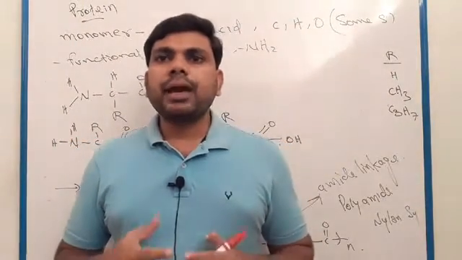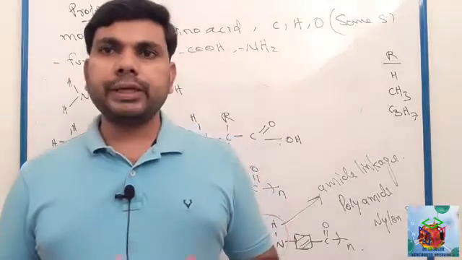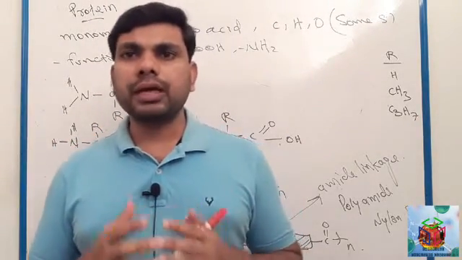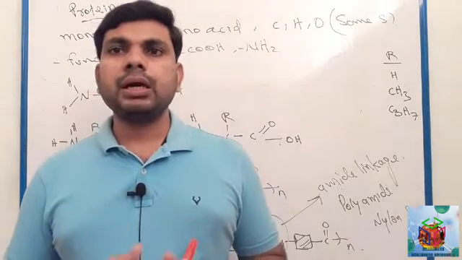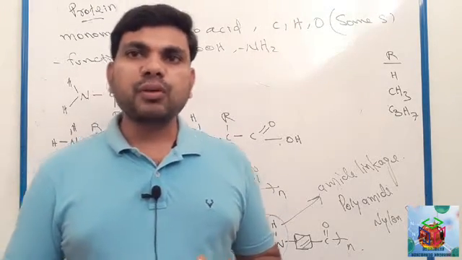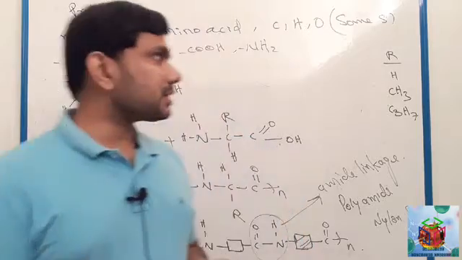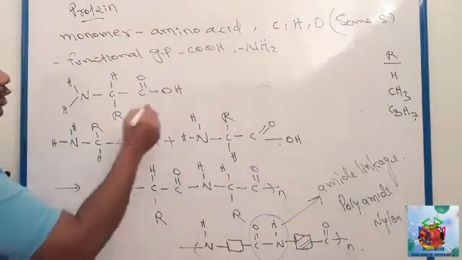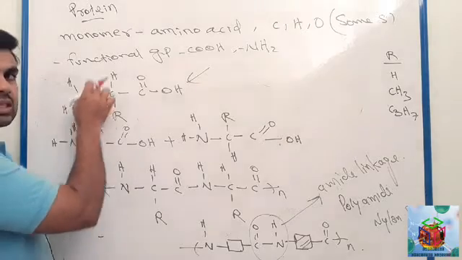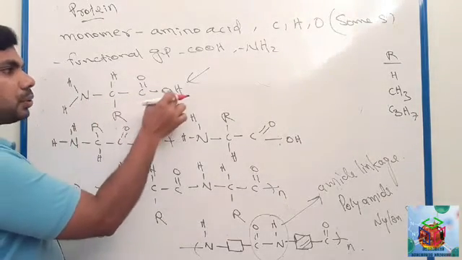Next we have to discuss protein. Protein is another example of a natural polymer. The monomer of protein is amino acid. See here, this is the structure of amino acid: NH2, CHR, C double bond OOH.